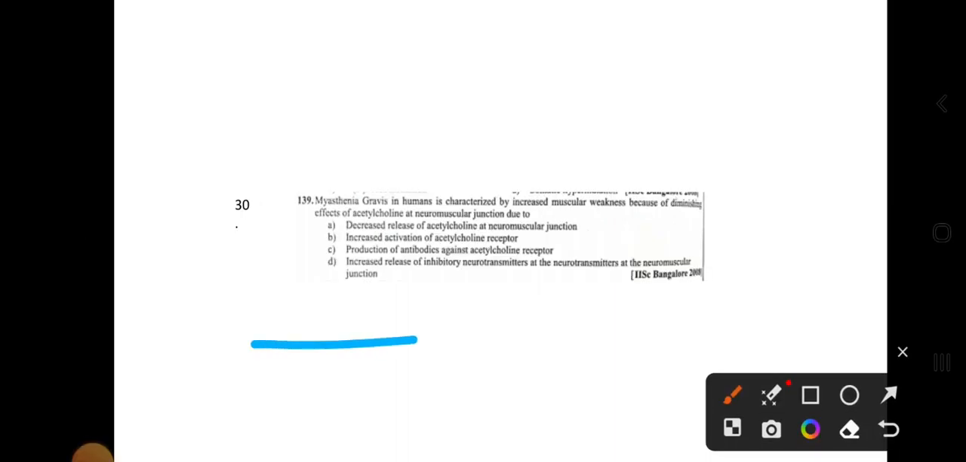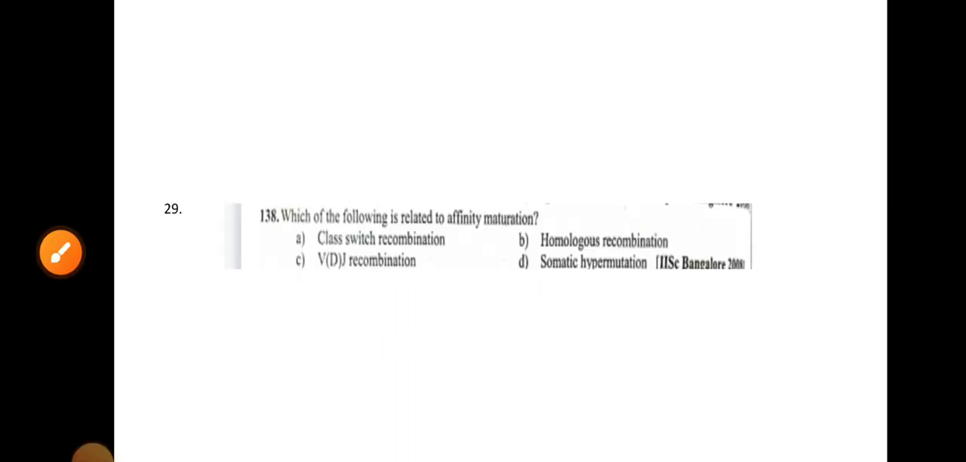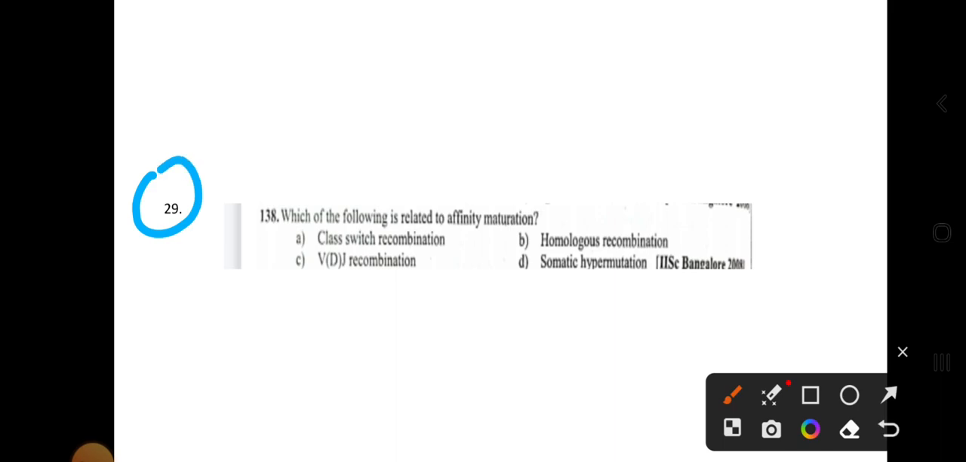This is 28th question. Here I have mentioned the number, okay? Just don't bother by the numbers which are actually mentioned. So it is 29th question. Which of the following is related to affinity maturation: class switch recombination, homologous recombination, DJ recombination or somatic hypermutation?